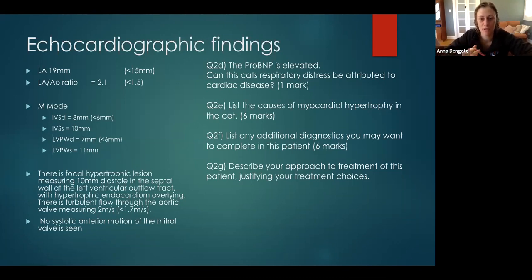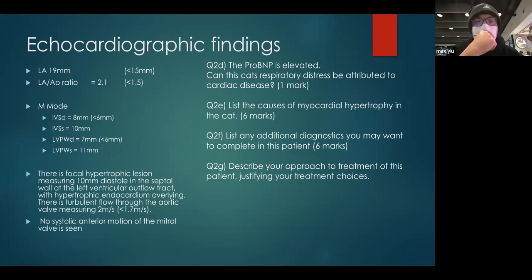Okay, describe your approach to treatment of this patient, justifying your treatment choices. If it is hyperthyroidism, then we should control the thyroid level with medication or I-131. If it is idiopathic hypertension, then we control the blood pressure with a calcium channel blocker like amlodipine. If there's sign of kidney disease, I think you can use an ACE inhibitor.